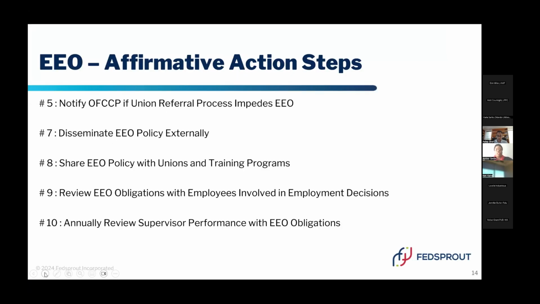Now, here are the steps. You basically want to notify the OFCCP if any part of the EEO policies that you're going to develop happens to conflict with any policies that the unions might have. You want to make sure that whatever EEO policy you construct, you disseminate it externally to everyone, to partners and everything. We'll talk a little bit more about that. You want to make sure that you share this policy with your unions and training programs. And you want to review these obligations with all employees that are involved in managerial decisions in terms of who's hired, who's fired, and things like this. And you want to review them annually as well.